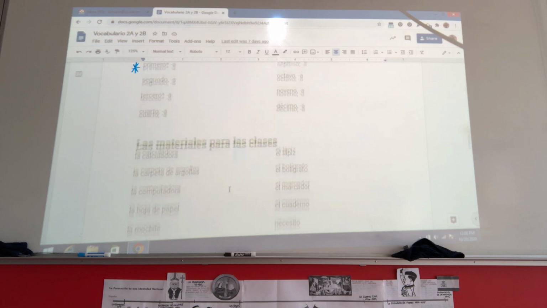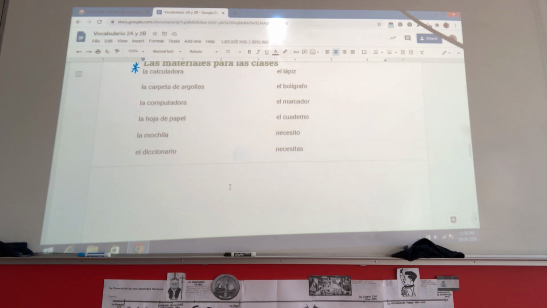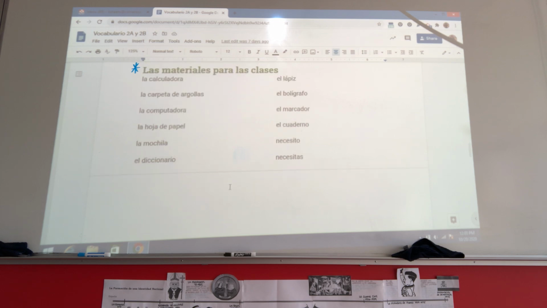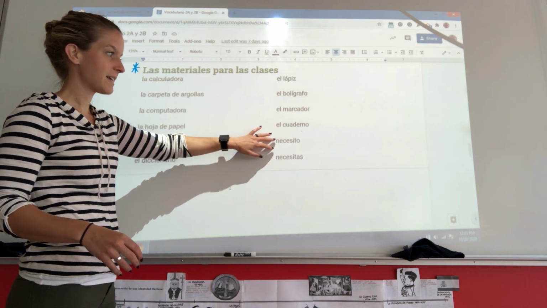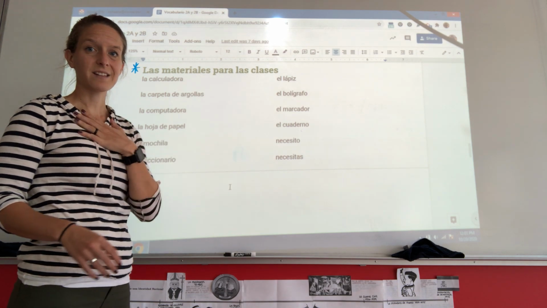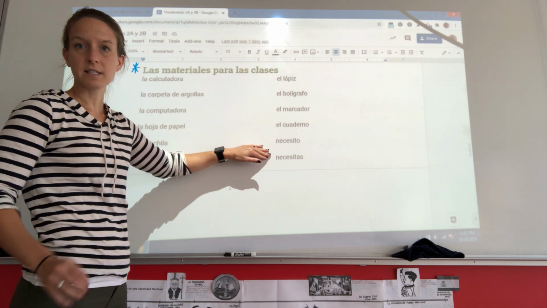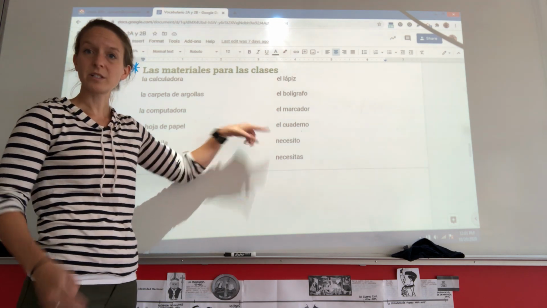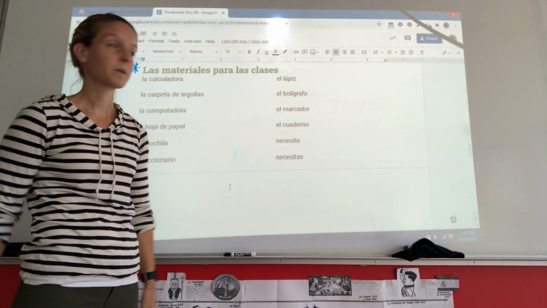Las materiales para la clase. We're going to get used to using these. Necesitamos estos verbos. We have this verb from necesitar, to say that I need. Necesito. Necesitas. Necesito is I need. Necesitas is you need.